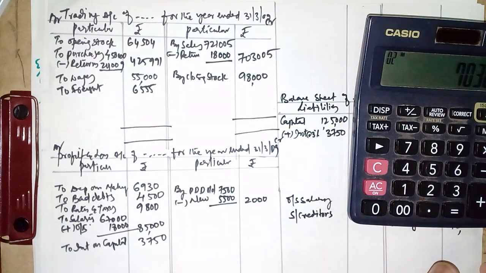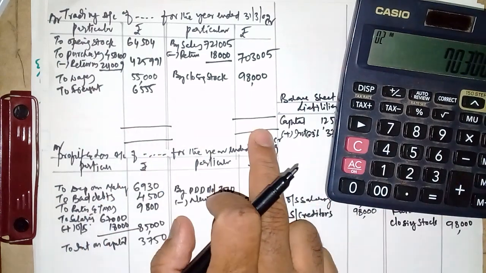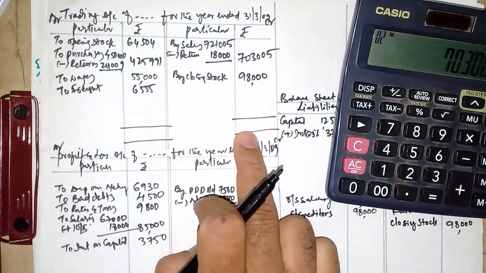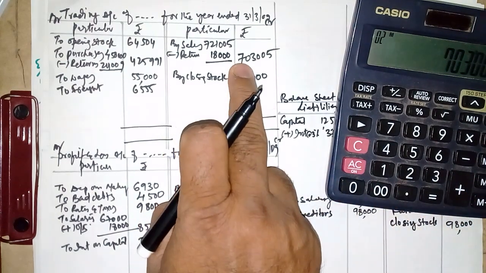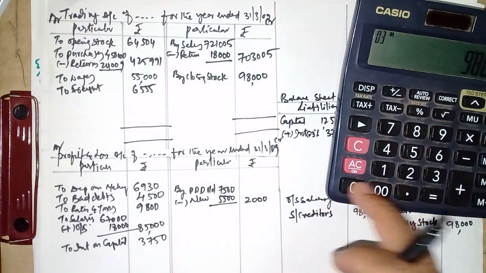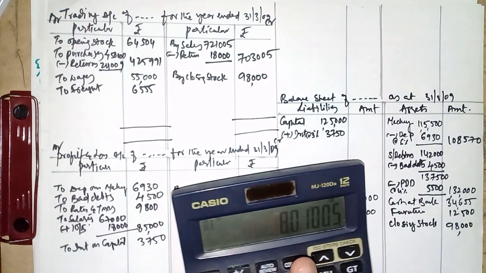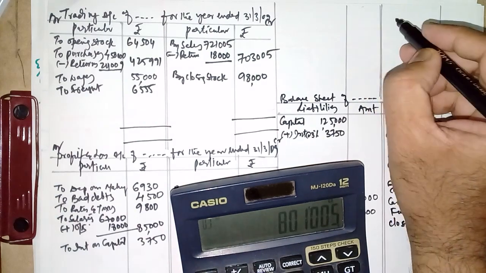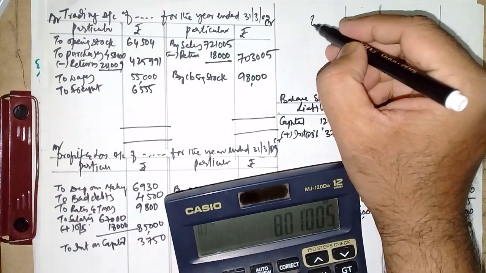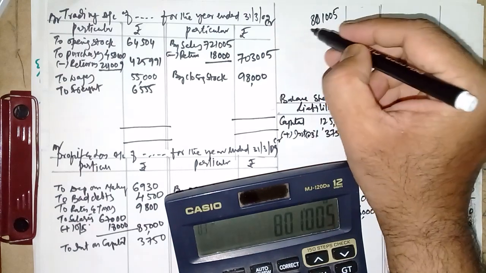Clear? Then once this is done, we need to make the summation. Summation of both the sides we need to make, and whichever side is more, that should be recorded. So credit side summation is 7,03,005 plus 98,000. So just this place we did not use, we are using for rough work. So we are getting how much? 8,01,005. This is the credit total.